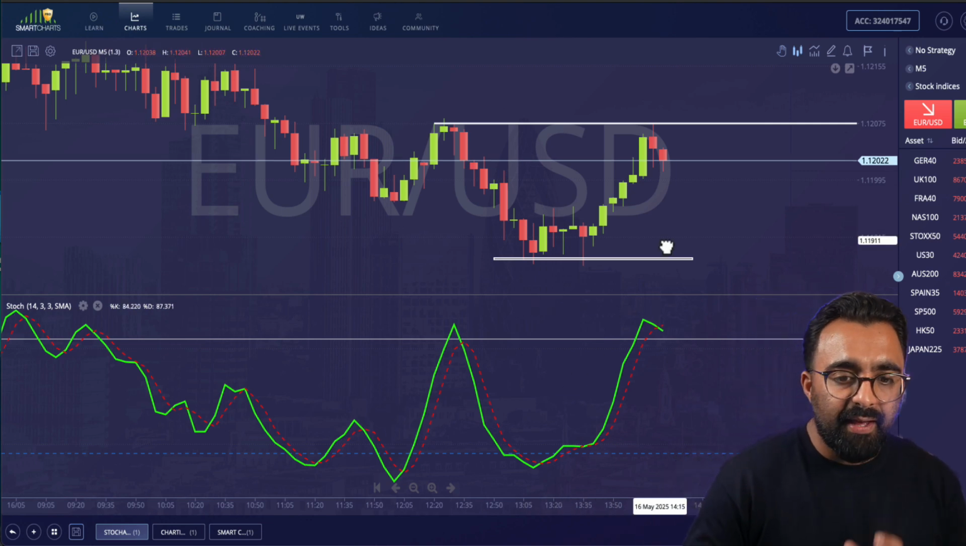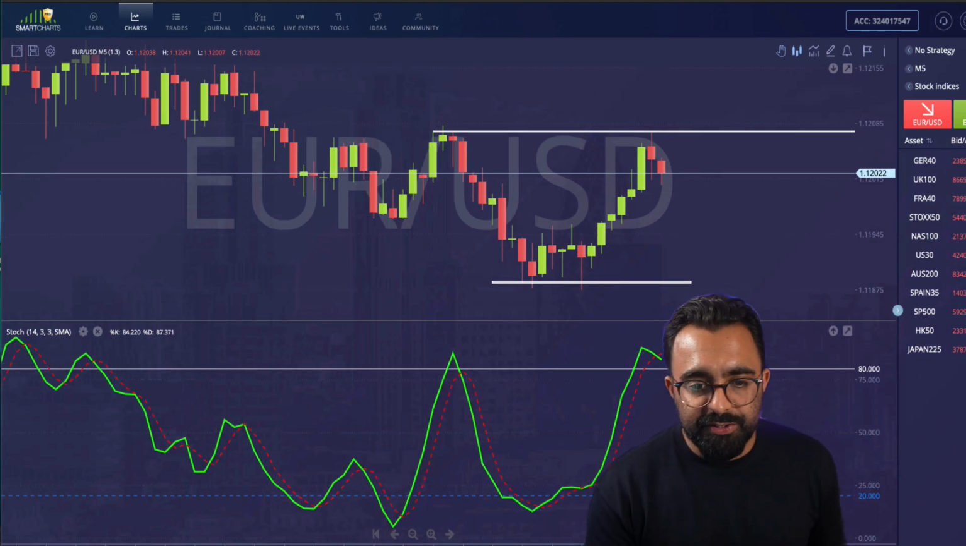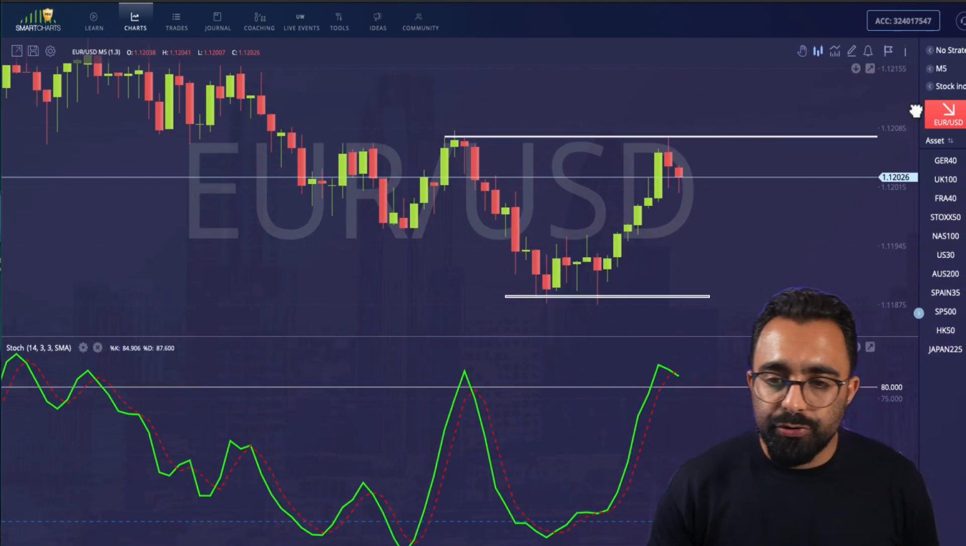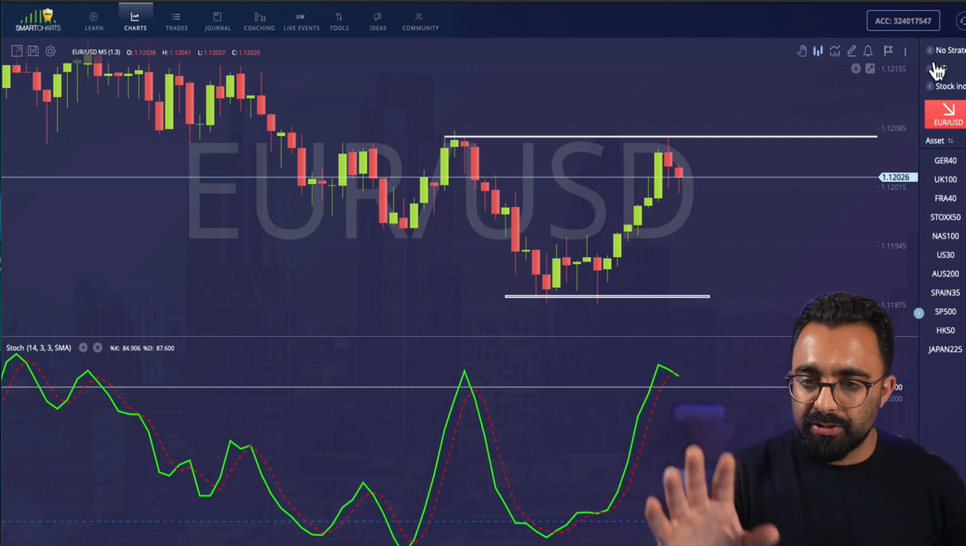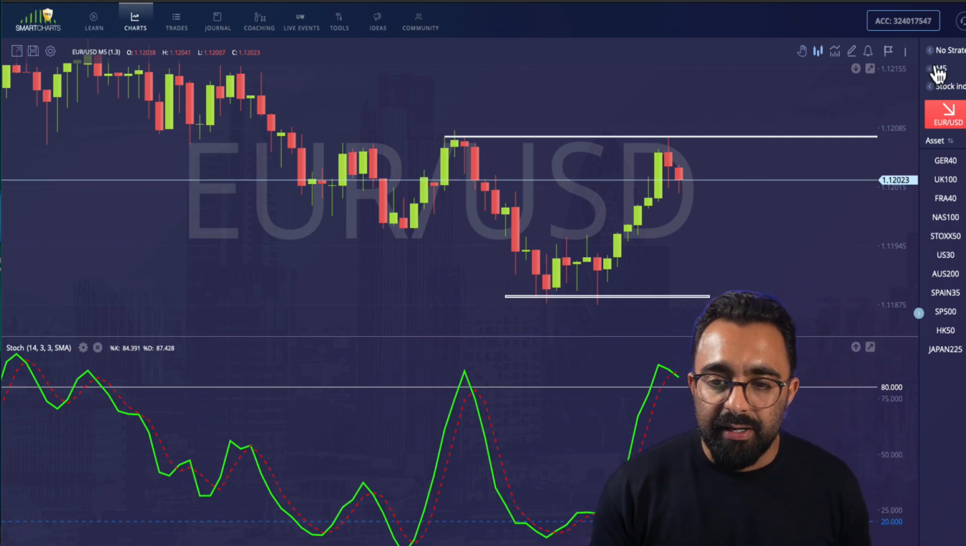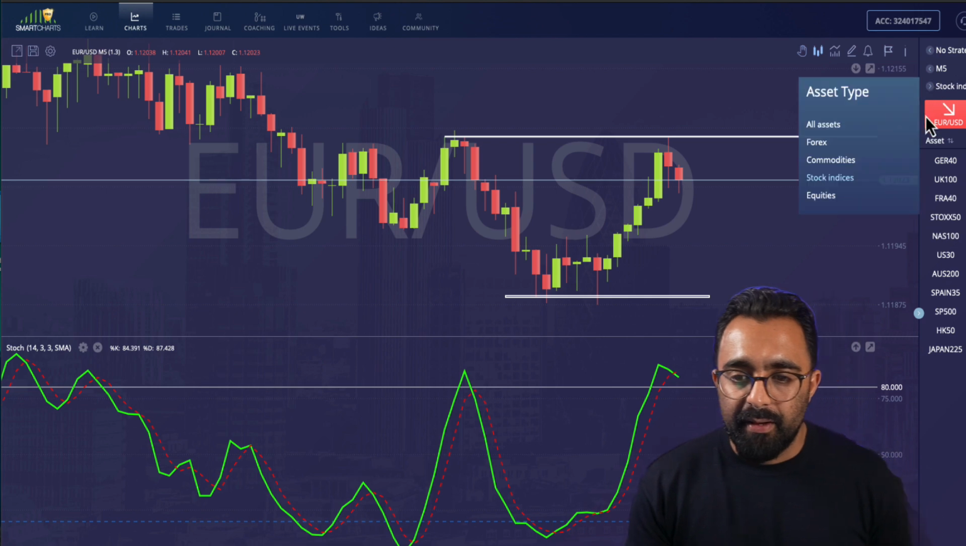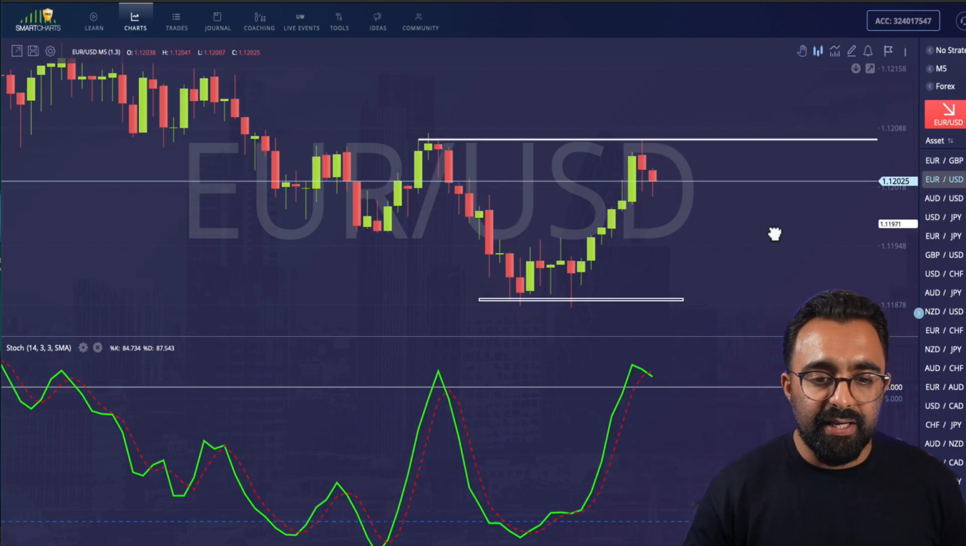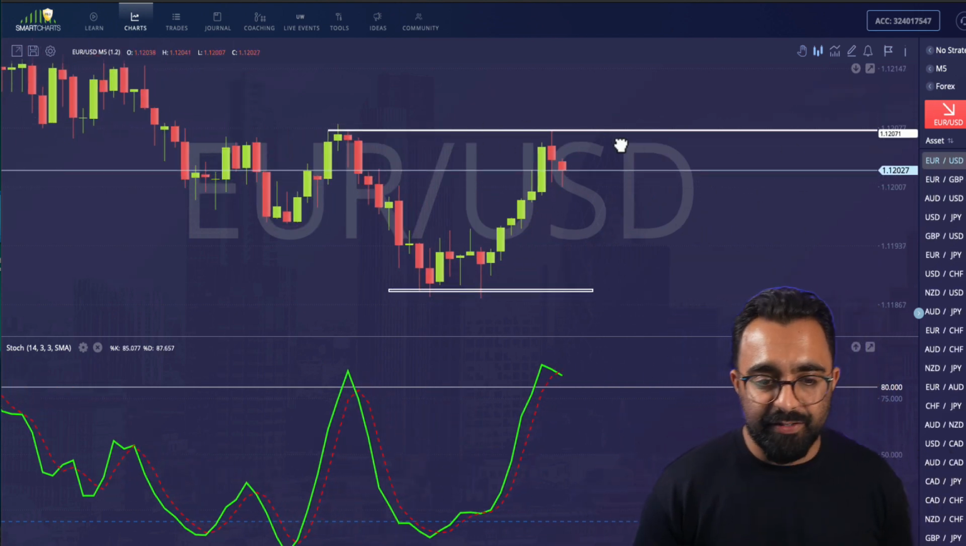Right, guys, very simple. So this is how it's going to work. You're going to have a no strategy. So if you're using smart charts, make sure you're on the no strategy page and you're going to be in the 5-minute time frame. And in this case, I'm using Forex and I'm looking at the euro dollar.